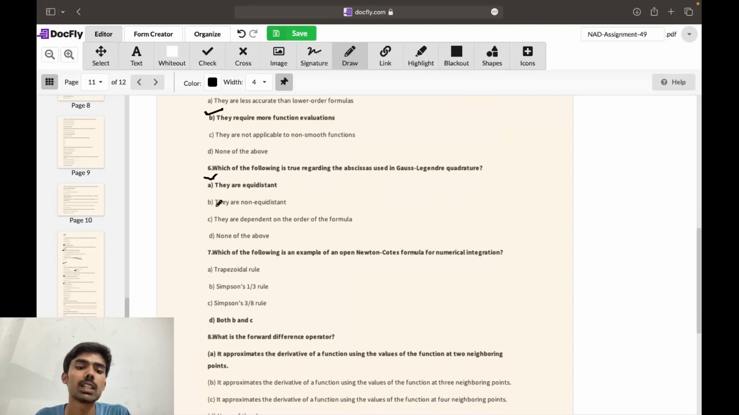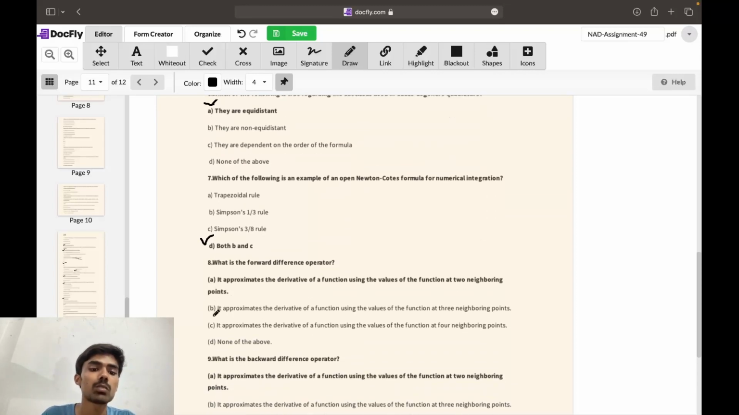For question number 7, we have: which of the following is an example of an open Newton Cotes formula for numerical integration? Here the trapezoidal rule is derived from the basic standard Newton's Cotes formula, and options B and C, Simpson's 1/3 and 3/8 rule, are derived from the open Newton Cotes formula. So here option D is the right answer.